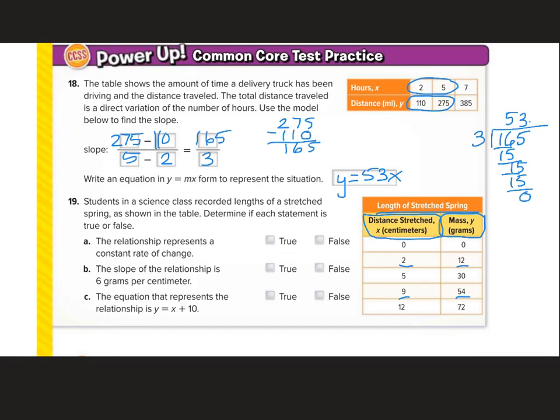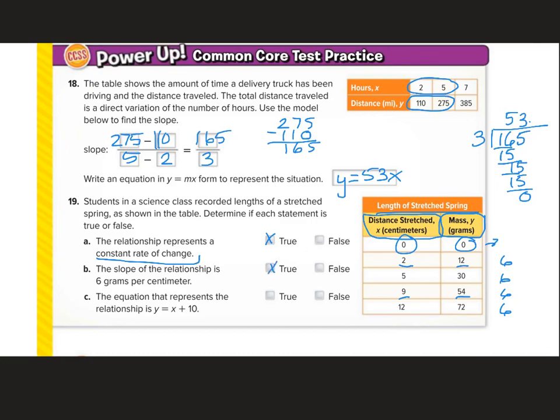I need to decide if it does. 12 divided by 2 is 6. 30 divided by 5 is 6, 54 divided by 9 is 6, and 72 divided by 12 is also 6. And I see that it passes through 0, 0, which is the origin. So if it passes through the origin and it has a constant rate of change, that means that it's proportional. So yes, it has a constant rate of change. The slope of the relationship is 6 grams per centimeter.